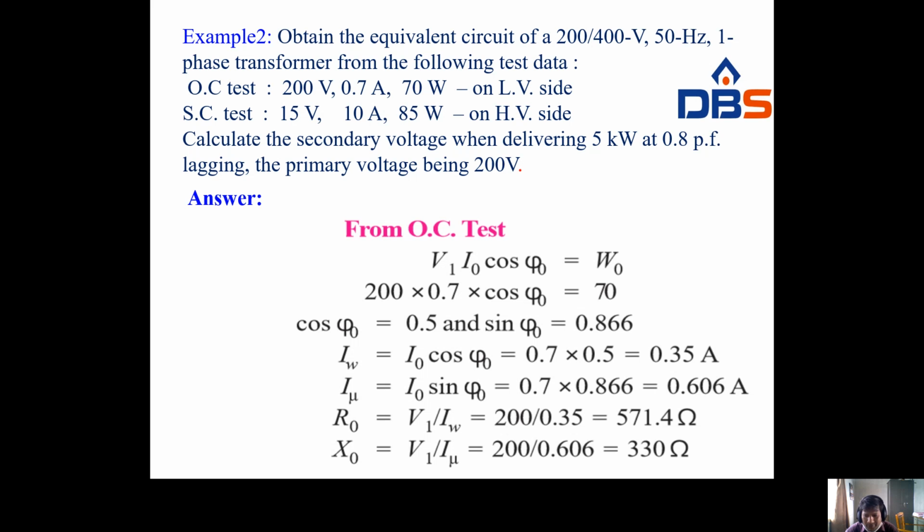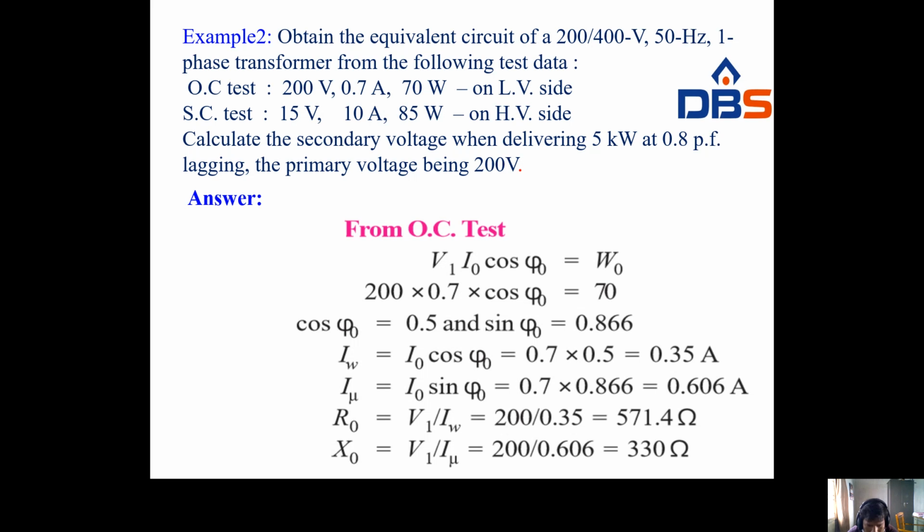Now determine the no load components of current, that is wattful current IW, equal to I naught cos phi naught, and magnetizing current I mu, equal to I naught sin phi naught. So IW is 0.7 into 0.5, that is equal to 0.35 amperes. I naught is equal to 0.7 and sin phi naught is 0.866, therefore I mu is 0.606 amperes. So IW is equal to 0.35 amperes, I mu is equal to 0.606 amperes.